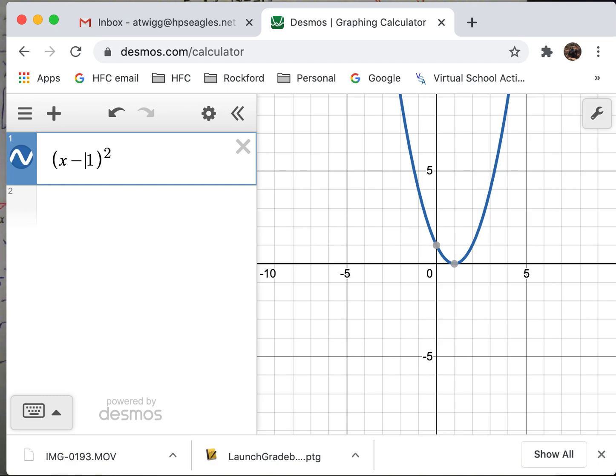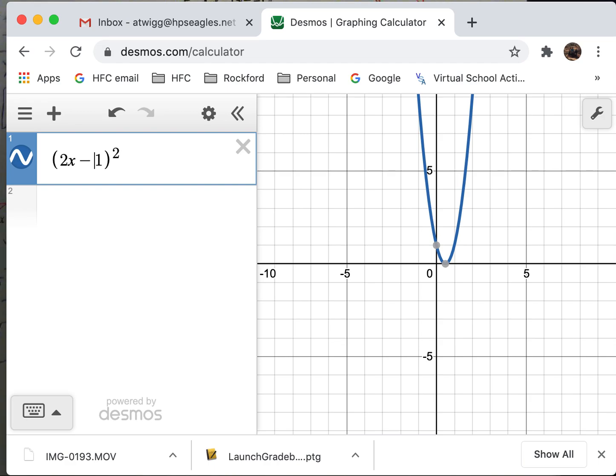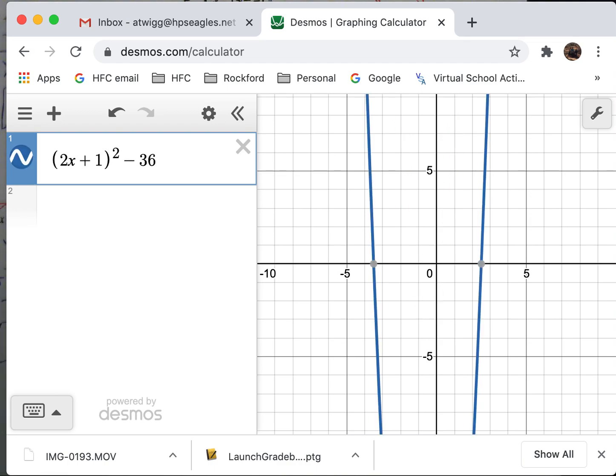I'm just going to go inside the parentheses so I don't have to retype it here. So 2x, and then this was a plus 1, quantity squared, and now I have to do minus 36. And watch as I hover over top. Negative 2.5.